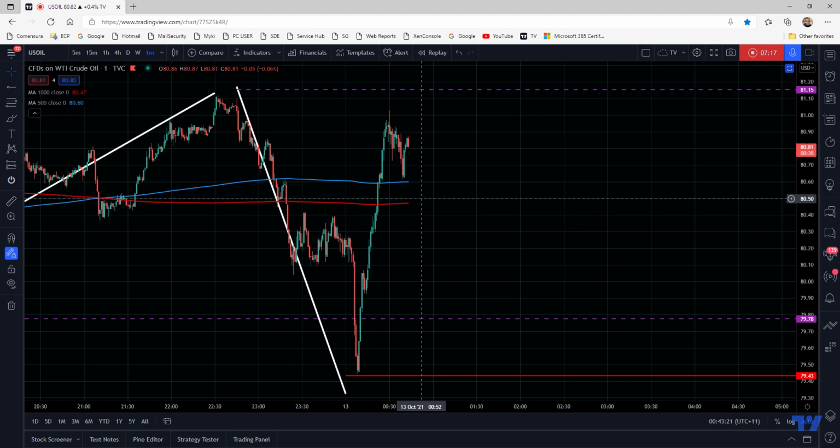Now, this is an indication that we're going to see a lot of inflation. Some may call it hyperinflation, and it's also just a good trading opportunity. So I just wanted to bring that to your attention.